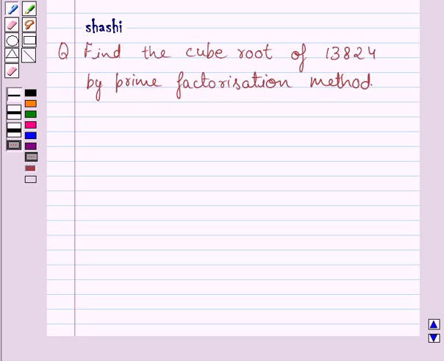Let us discuss the following question. Question says, find the cube root of 13824 by prime factorization method.